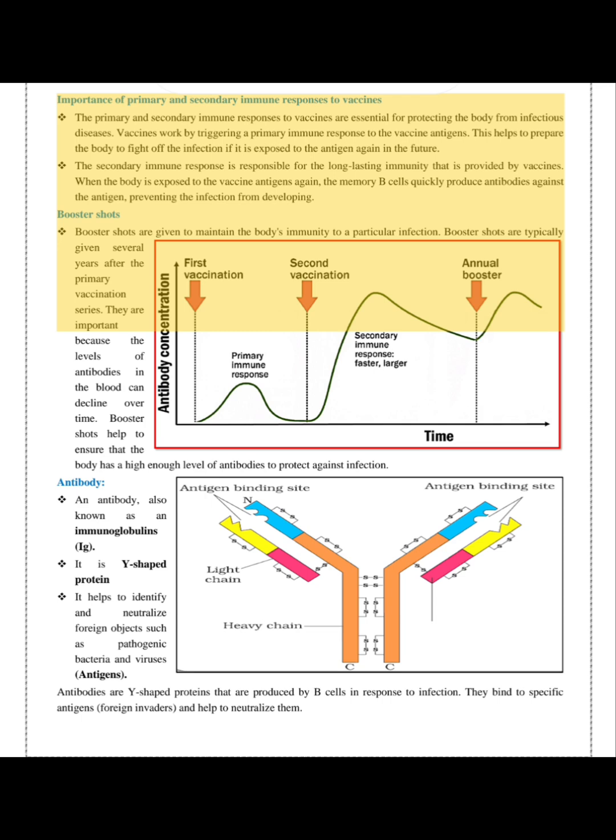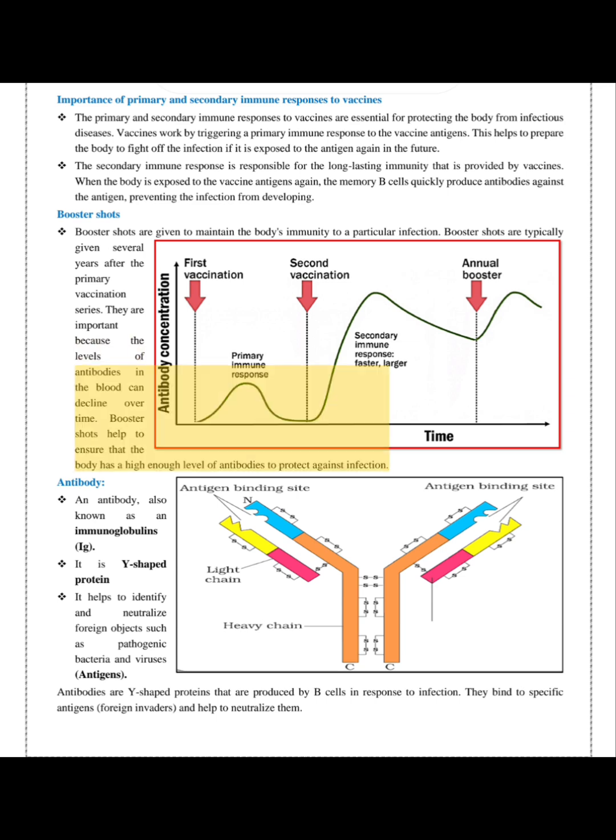Booster shots. Booster shots are given to maintain the body's immunity to a particular infection. Booster shots are typically given several years after the primary vaccination series. They are important because levels of antibodies in the blood can decline over time. Booster shots help to ensure that the body has a high enough level of antibodies to protect against infection.